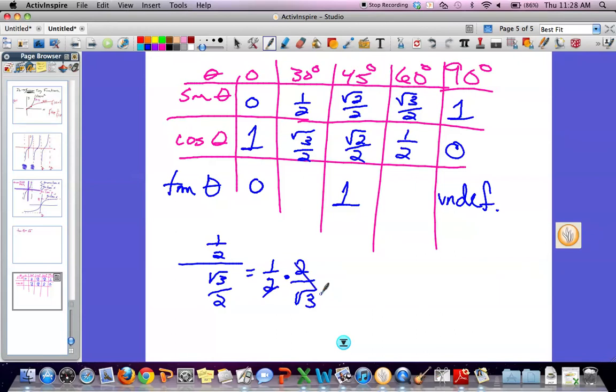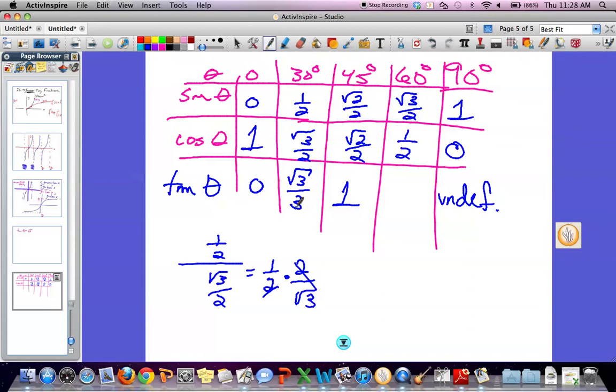We don't like that in high school mathematics. College mathematics, we don't really care. But in high school mathematics, we say we have to rationalize our denominator. What's 1 divided by the square root of 3? The square root of 3 divided by 3. That's a nice one. But you don't have to memorize it because you can always figure it out from your sine and your cosine.